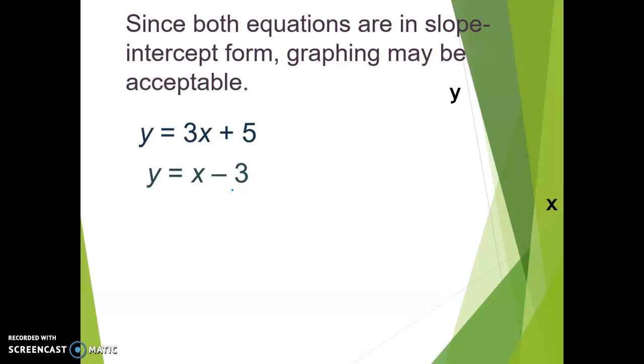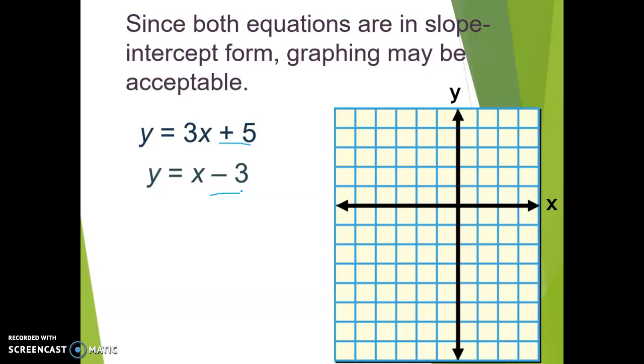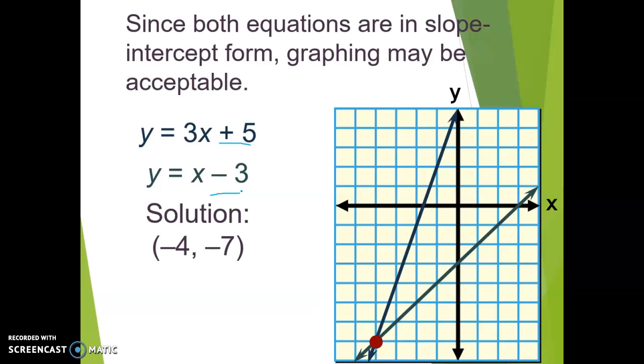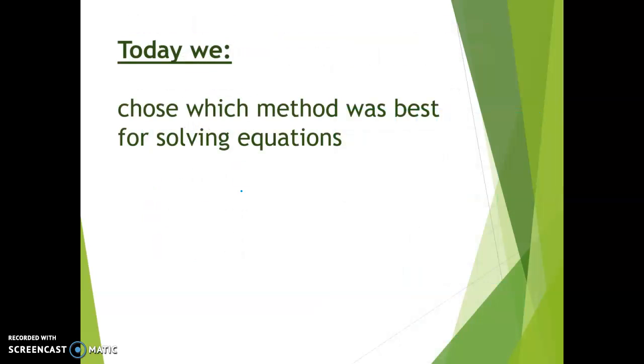Now these equations are both already written in slope-intercept form, and our intercepts are 5 and -3. So nothing too crazy like 31 or 96. So let's go ahead and graph these. When we graph both equations, we can see the point of intersection there. So our solution is -4, -7. So that's a good time to use graphing.